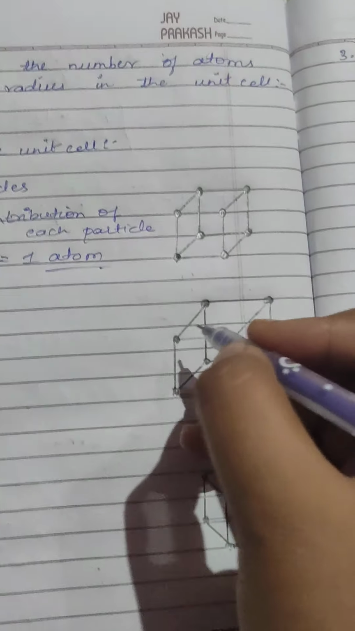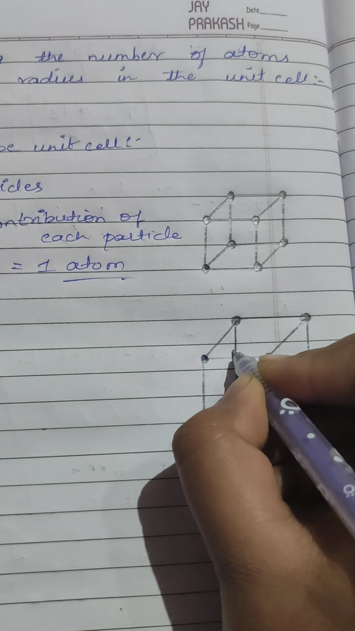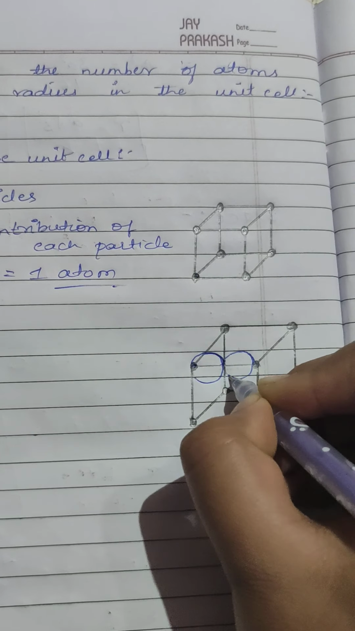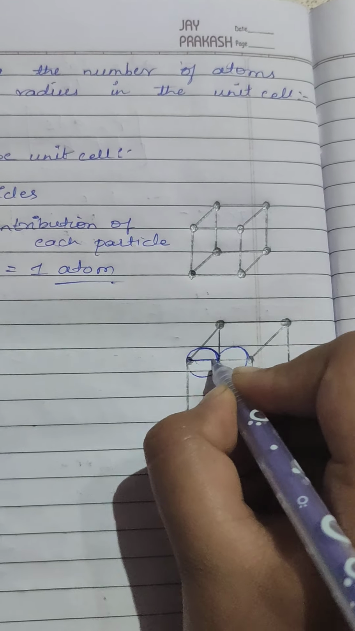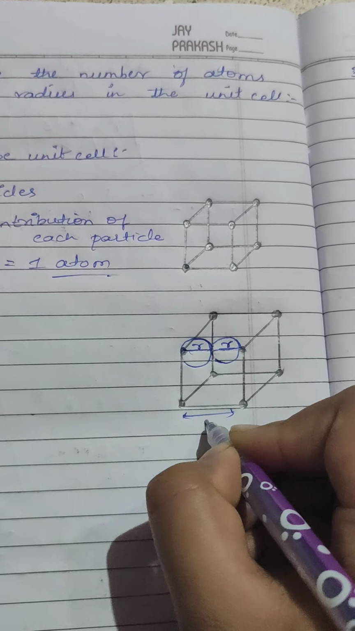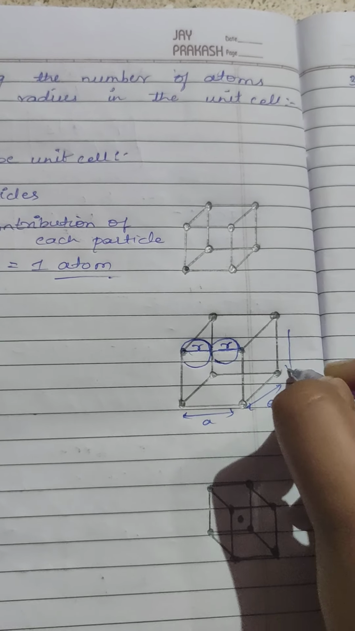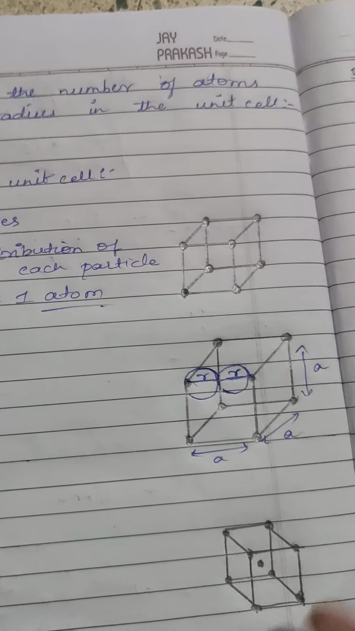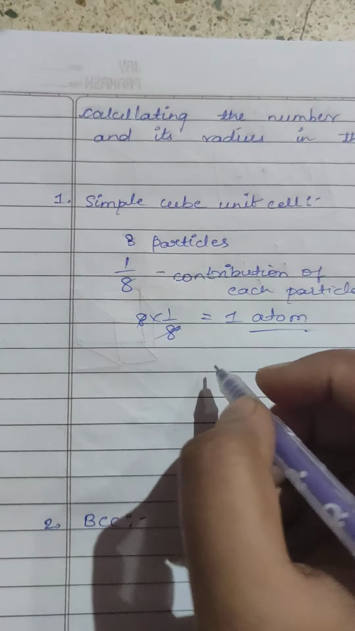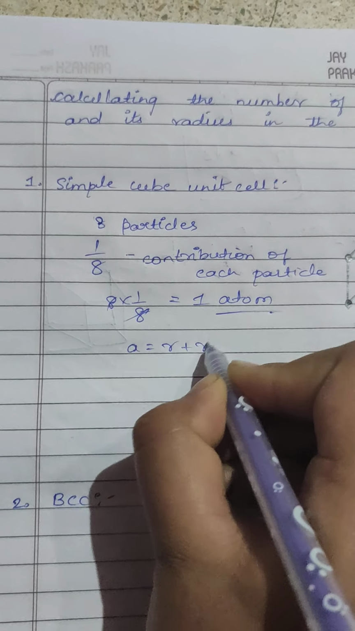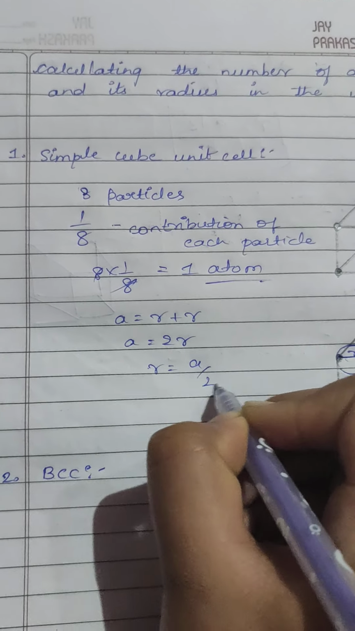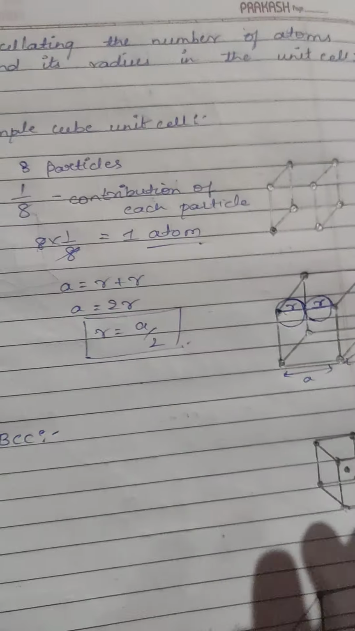In calculating this radius, consider this atom as one sphere and this atom another sphere. So here the distance between this will be r and this will be r, and this edge length you should take as a. And you can see this is parallel to this. So if they are parallel, they are equal. So you can take a is equal to r plus r, that is a is equal to 2r. So r will be equal to a by 2. This is the radius of the simple cube unit cell.